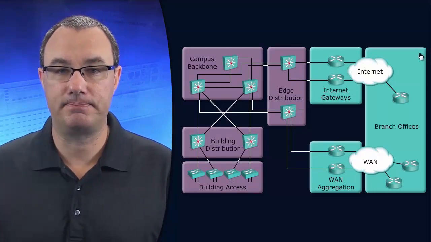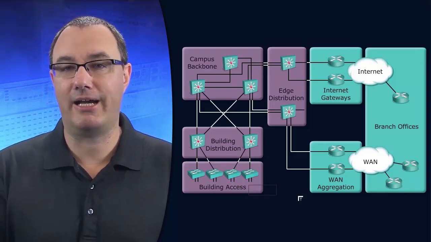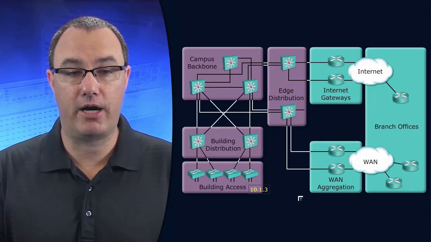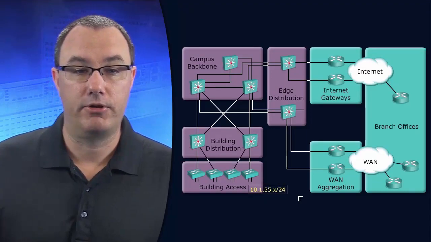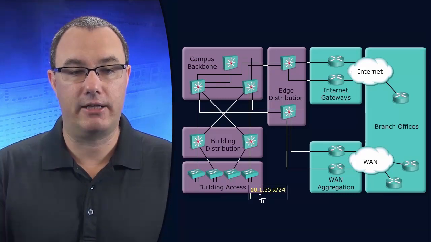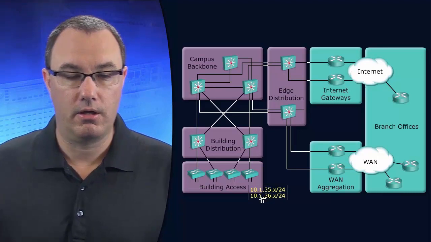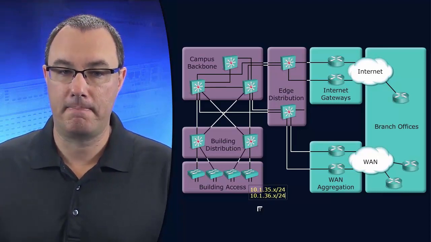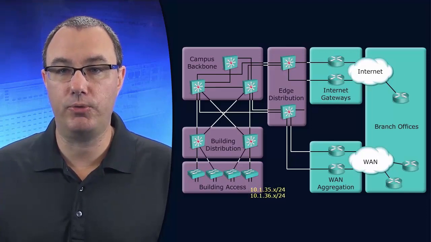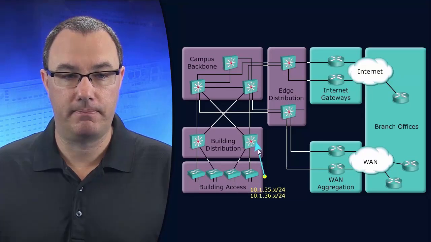So I want you to think about this. Let's say I got a subnet that lives at the building access, and we'll say that's VLAN 35. So I have that subnet. Maybe I have a few more subnets. We'll add that to the equation. Those could live at the access layer. Our routing protocol is going to need to advertise those through the topology.